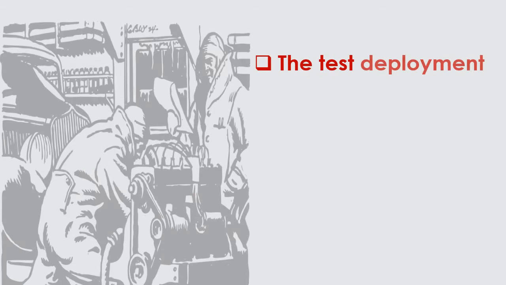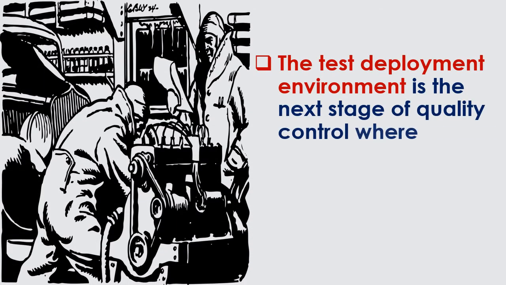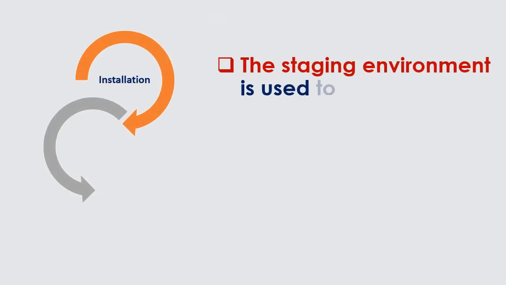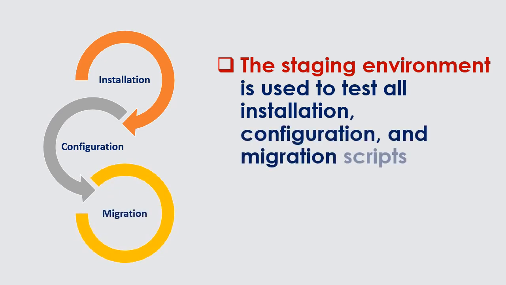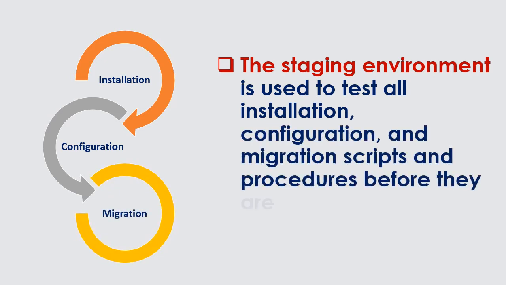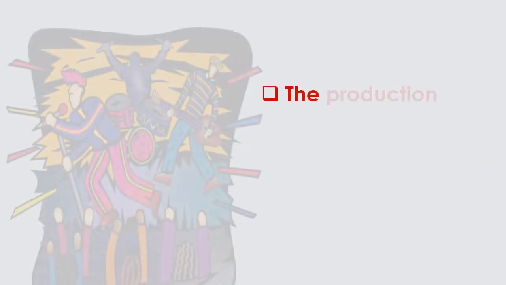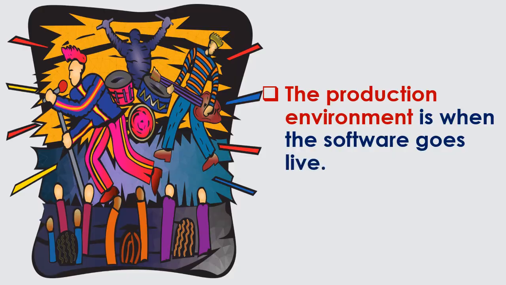The test deployment environment is the next stage of quality control, where various automated quality measures are tested. The staging environment is used to test all installation, configuration, and migration scripts and procedures before they are applied to the production environment. The production environment is when the software goes live.